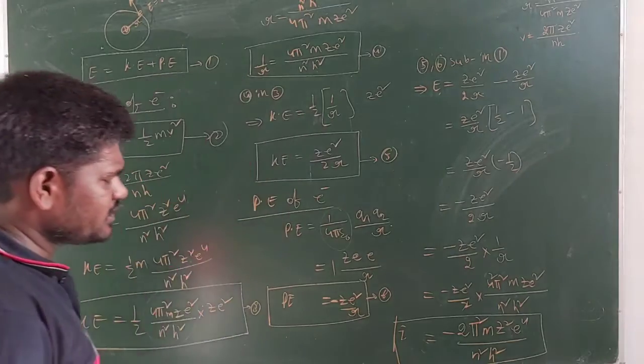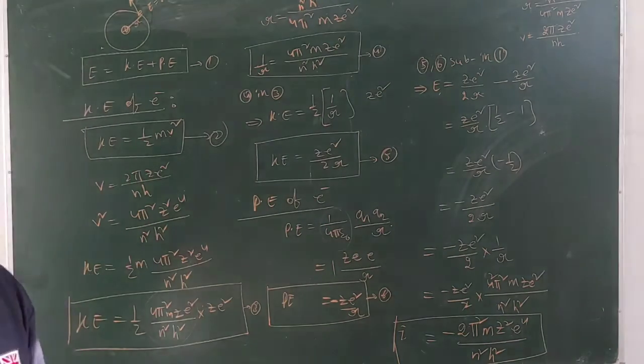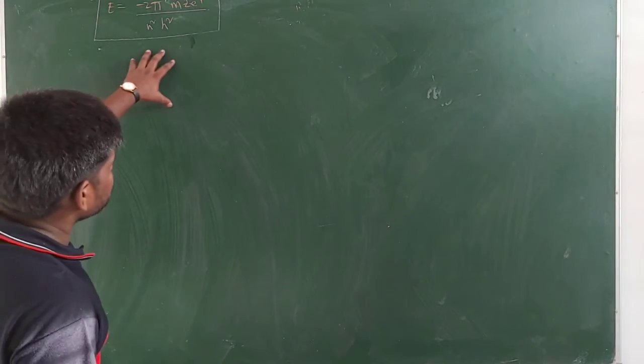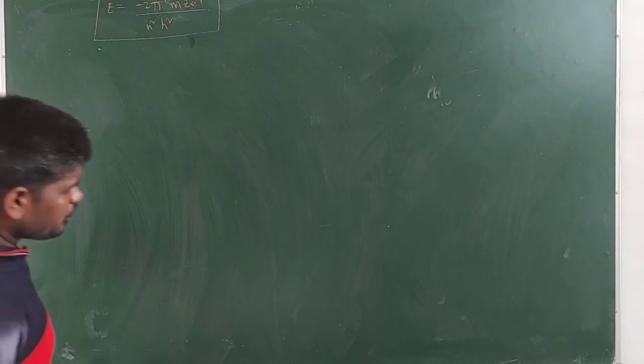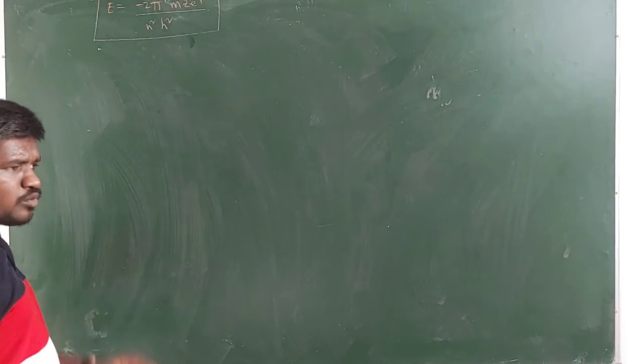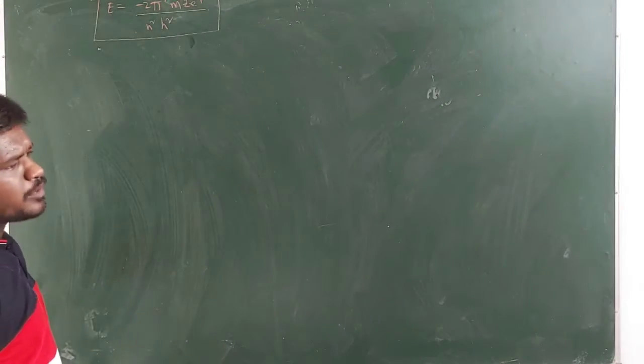So right guys, this energy we can express in different units. So now let us see that. This is the equation for the energy of the electron present in the nth orbit of hydrogen or hydrogen-like particles. Now I am going to express this in different units: electron volts per atom, joule per atom, kilojoule per mole, and kilocalorie per mole.